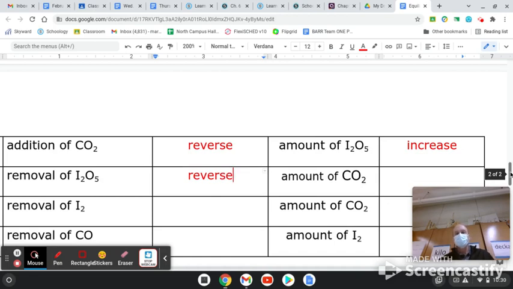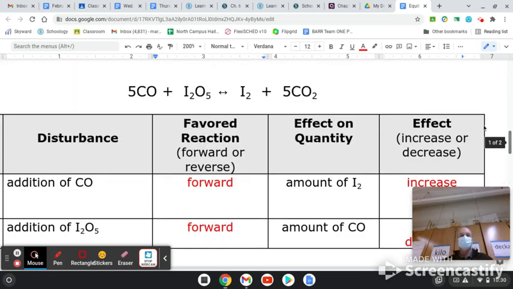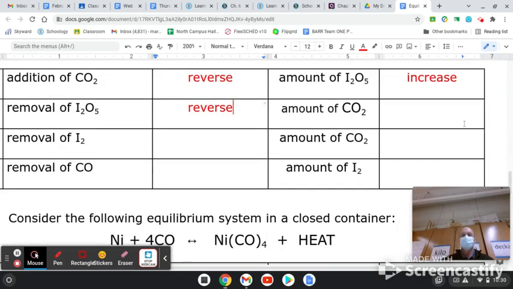So if the reverse is favored, how will that affect CO2? Well, look, CO2 is on the right. So if it shifts to the left, whatever's on the right is going to decrease. It'll decrease that.